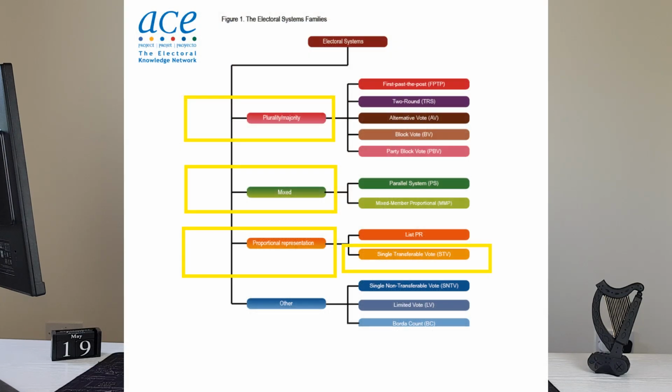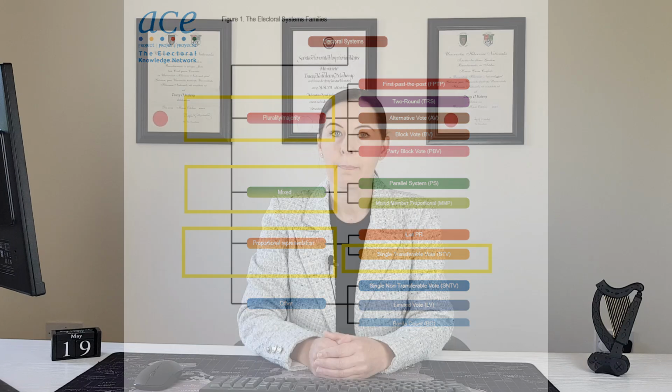Hi everyone. In this video we are going to discuss the single transferable voting system used in Ireland for national, local and European elections. Now, there are many different types of electoral systems used throughout the world, the majority of which fall into three broad categories: plurality or majority systems, mixed systems or proportional representation systems. In Ireland, we use a category of proportional representation called the single transferable vote, noting that this system is used by only the Republic of Ireland and Malta.